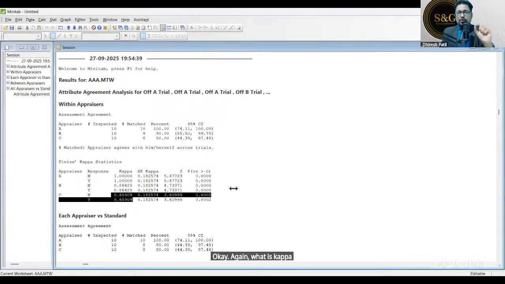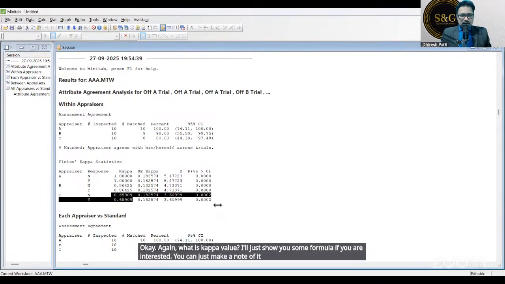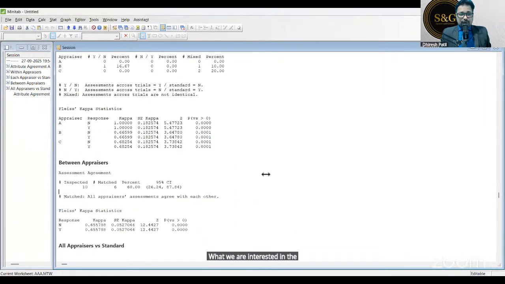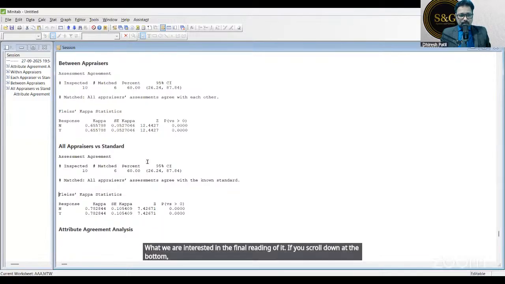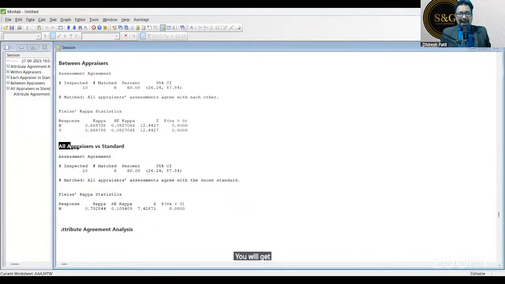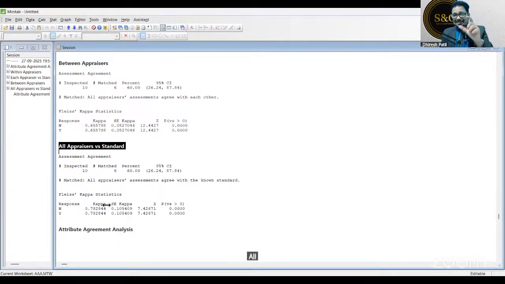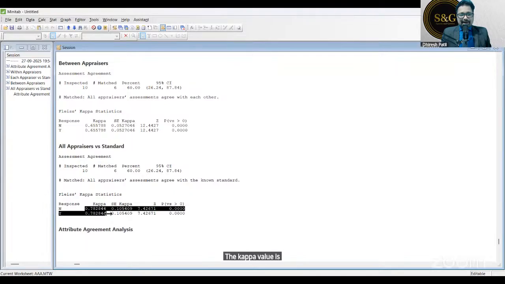I'll just show you some formula. If you are interested, you can just make a note of it. What we are interested in is the final reading. If you scroll down at the bottom, you will get all appraisals with standard. Now, this is what we are basically interested in. All appraisals with standards, the kappa value is 0.78. Now, just try to understand this.